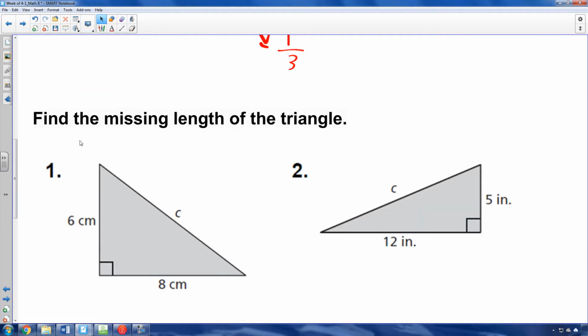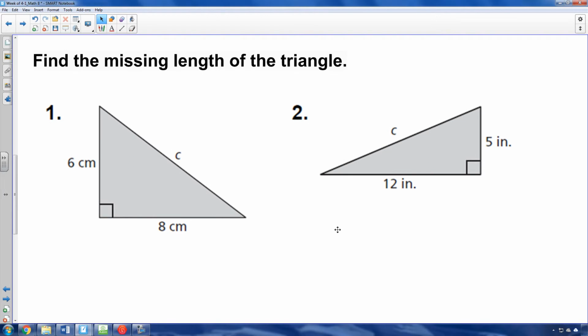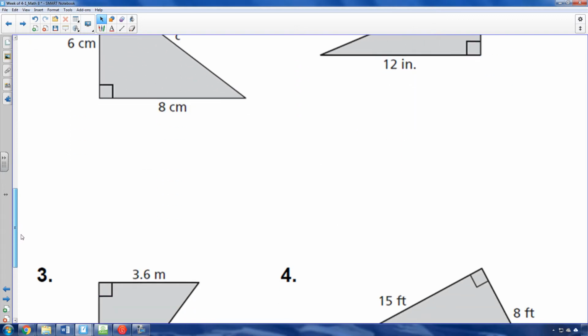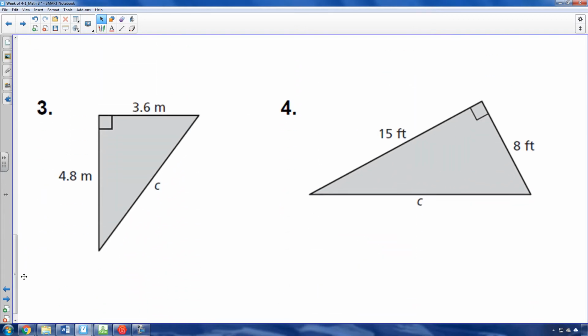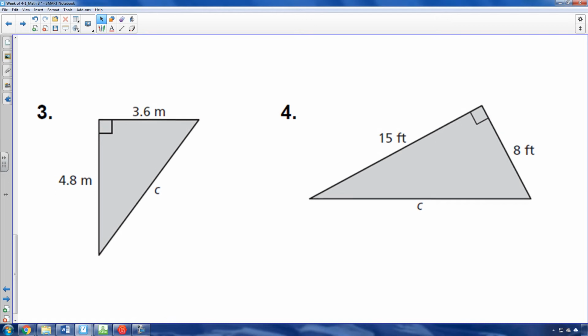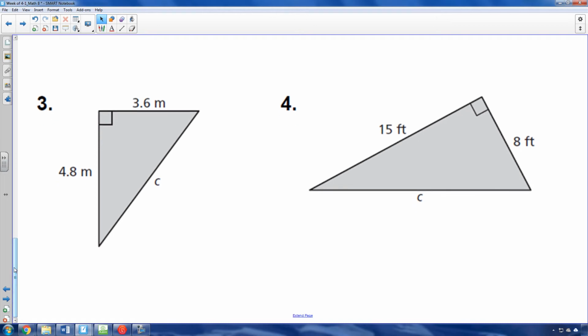So let's talk about finding the lengths of the sides of this triangle here. Numbers 1 and 2 are pretty simple, so I want to skip down. I gave you a lot of note handouts here. I want to focus on 3 and 4 because they're a little harder. So let's look at 3 and see if we can figure out the Pythagorean Theorem here.